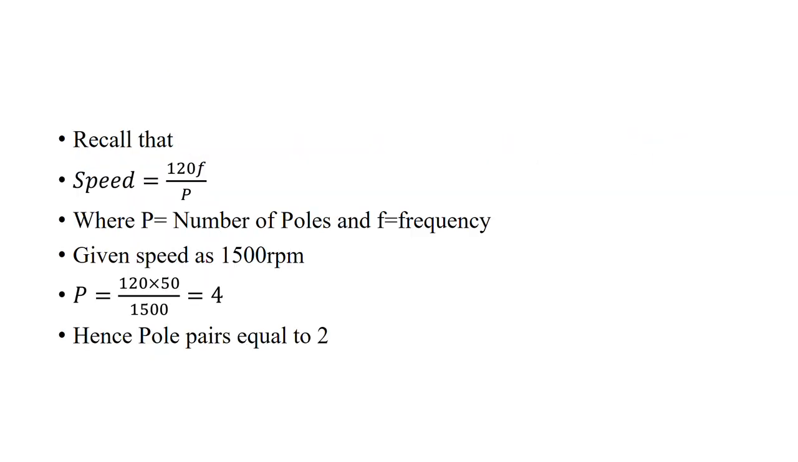Recall that synchronous speed is equal to 120f all over number of poles, where P is equal to number of poles and F is equal to frequency. Given a speed of 1500 rpm, the number of poles will be equal to 120 times 50 over 1500, which is equal to 4 poles. Hence, pole pairs equal to 2.